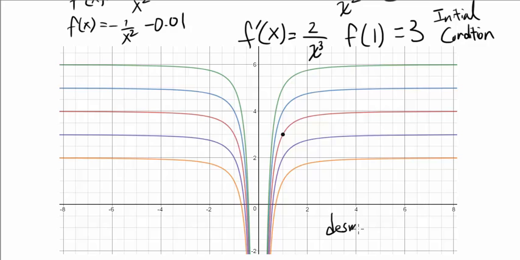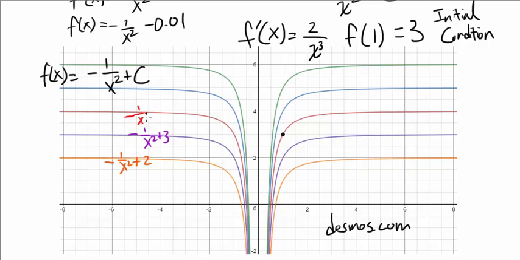This is from desmos.com. Let me give credit. I have a bunch of f of x equals negative 1 over x squared plus c graphed out. The orange one is negative 1 over x squared plus 2. The magenta one is negative 1 over x squared plus 3. The red one is negative 1 over x squared plus 4. The blue one is negative 1 over x squared plus 5. And the green one is negative 1 over x squared plus 6. And as you can see, this is the point 1, 3.